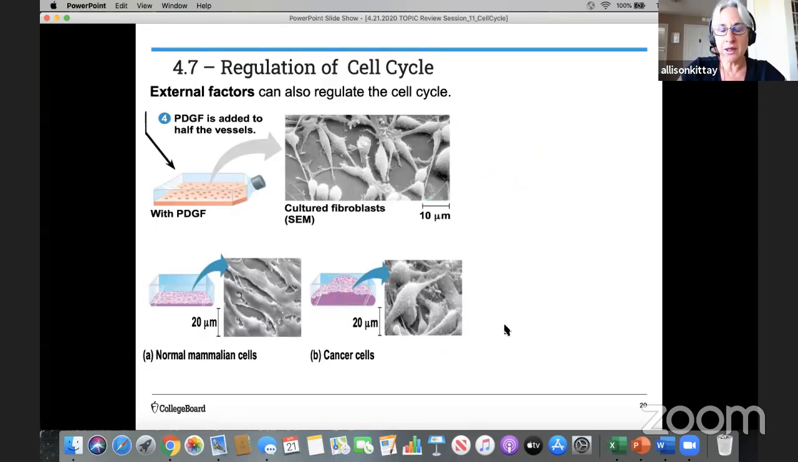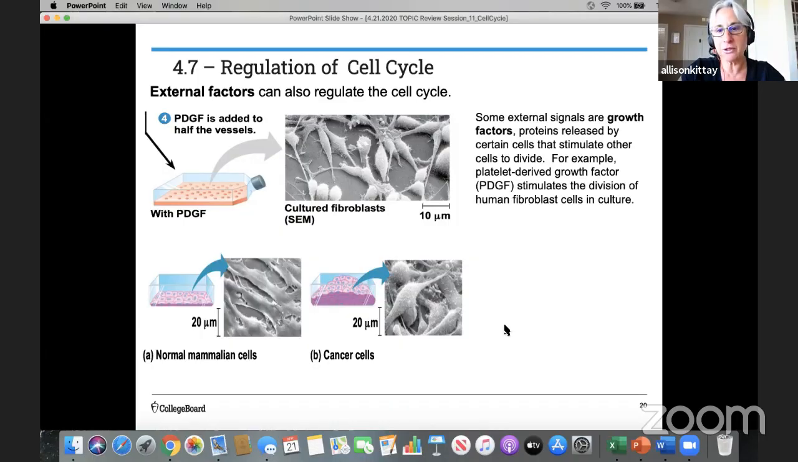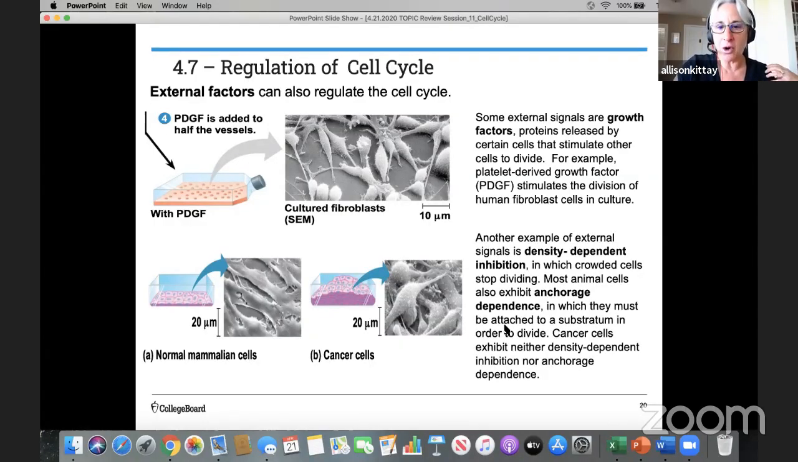So remember that those are all the internal signals that happen to regulate the cell cycle. There are also external factors. And I'm going to give you an example of a growth factor. This growth factor is called platelet-derived growth factor, PDGF. That's another acronym. And it will stimulate these fibroblasts, which are cells, to divide in culture. So you can see those cultured fibroblasts. If you add that growth factor, then they will divide.